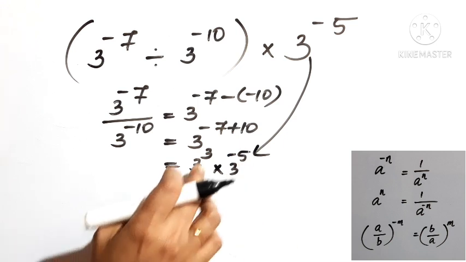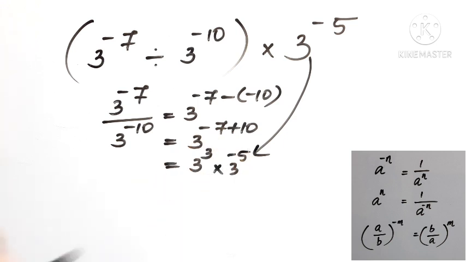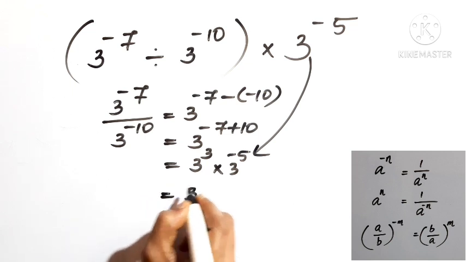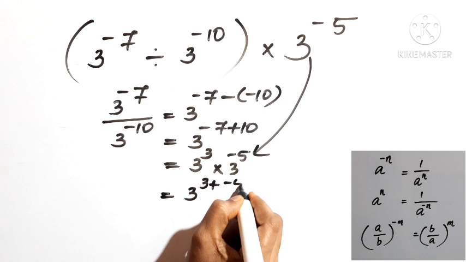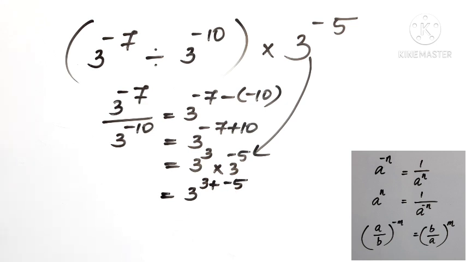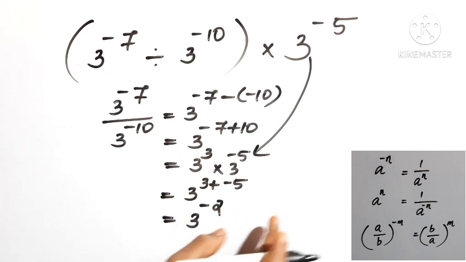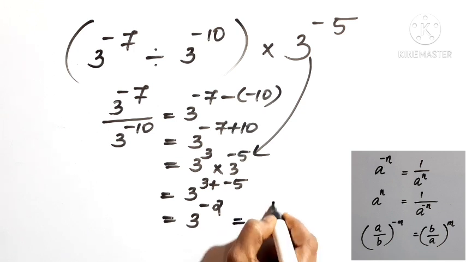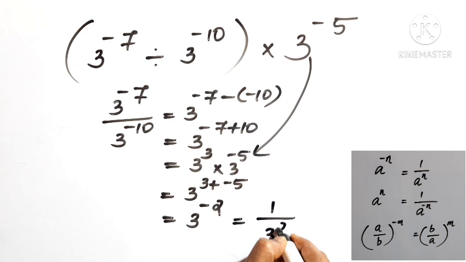Now we have a^m into a^n form. Okay? Equal to 3^(3+(-5)). 3^(3+(-5)) equals 3^(-2), no? Yes. Here we have minus exponent. So we should convert this negative exponent into a positive exponent. How, children? Yes, also equals 1 by 3^2. Final answer becomes 1 by 3^2.